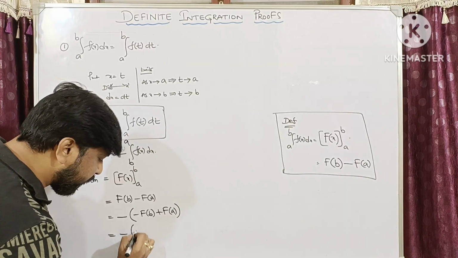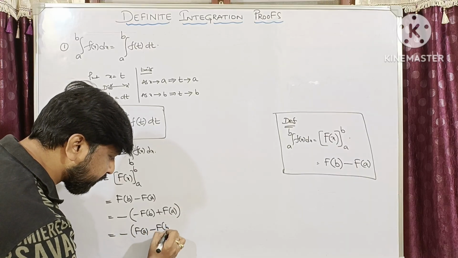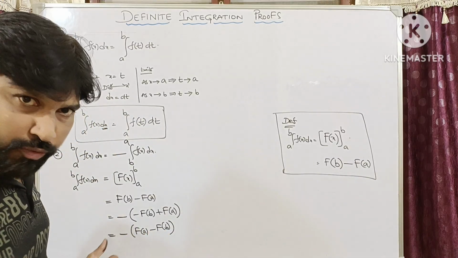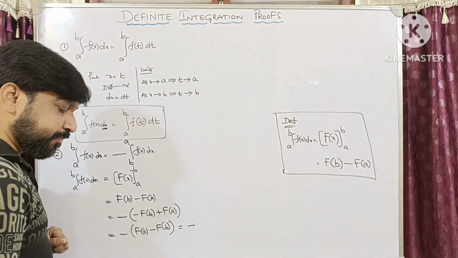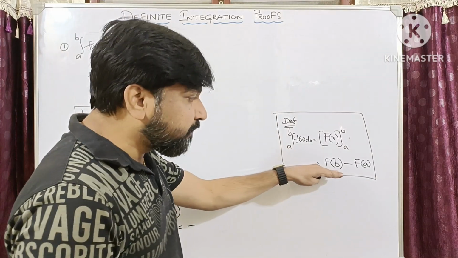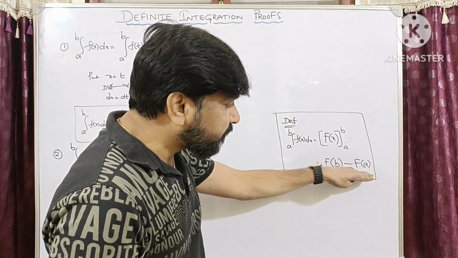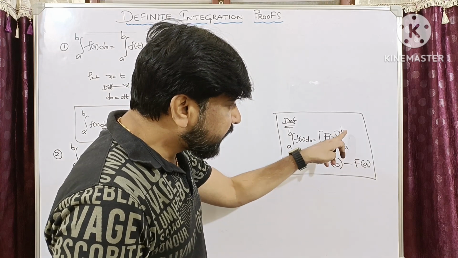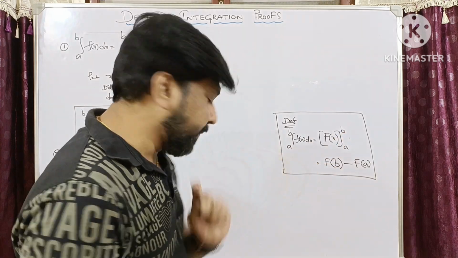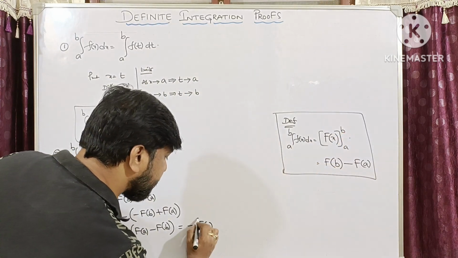Then if you write first negative, first positive, next negative, you will be getting f of a minus f of b along with minus. Then this can be written as minus f of a minus f of b. Just apply the definition in the opposite way. F of b minus f of a can be written as f of x between the limits: b is the upper limit, a is the lower limit. So similarly, f of x between the limits.